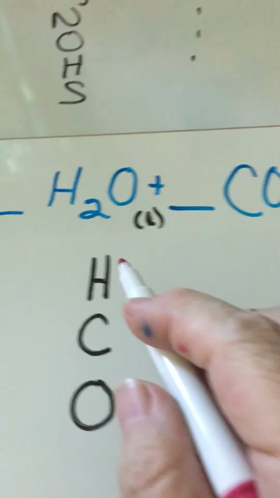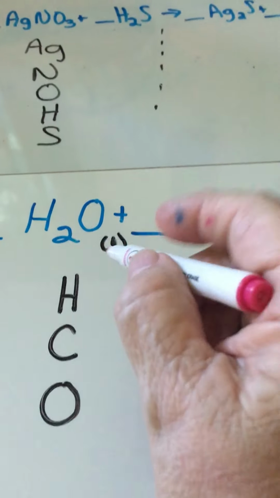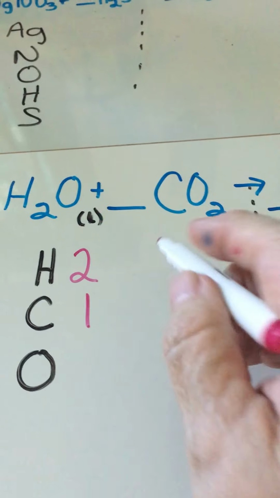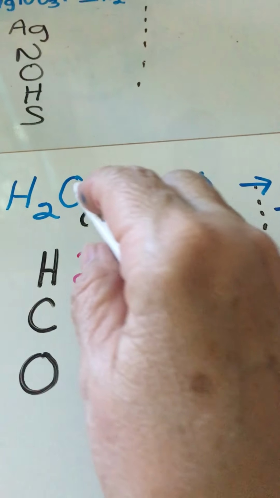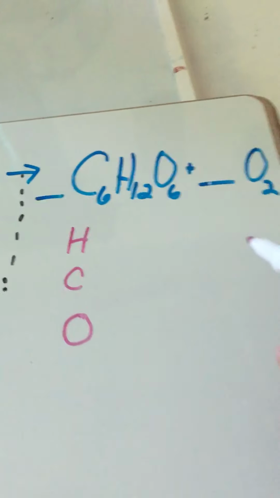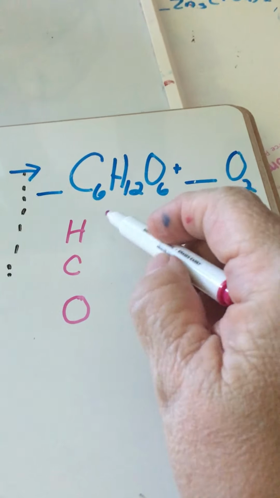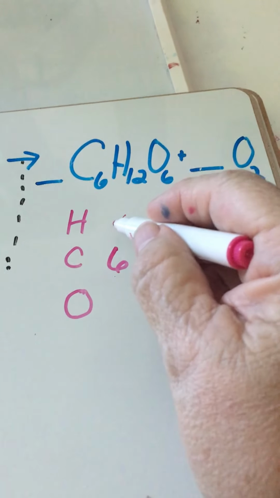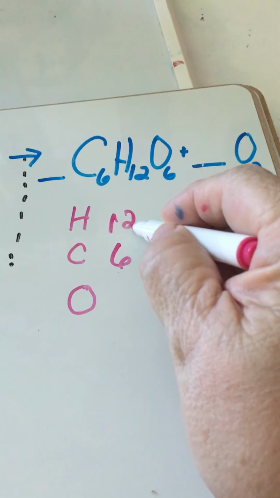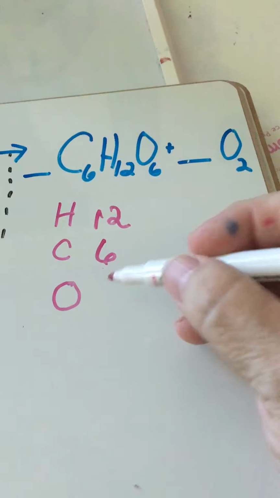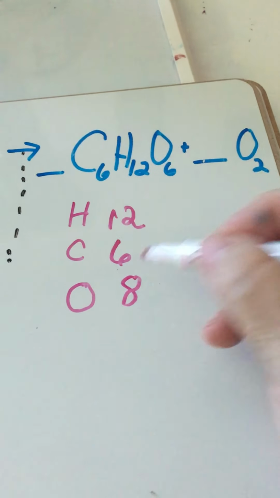Now we're going to count. I see 2 hydrogen, I see 1 carbon, and I see 2 oxygen plus 1, so that's 3. Let's go over and count this side. I see 6 carbon, 12 hydrogen, and I have 6 plus 2, I have 8 oxygen.